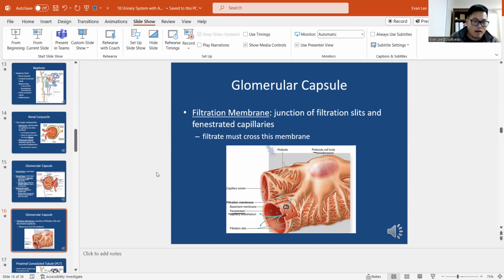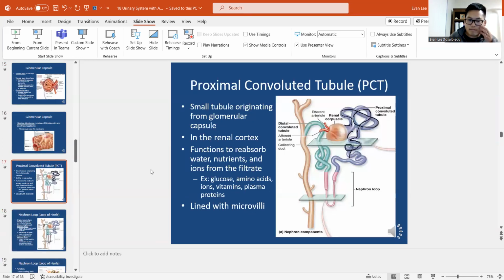So remember, 175 liters is filtered by your kidneys every day. And most of that you do not pee out. You keep most of that 175 liters. So the place where you actually recollect most of that is in the very next structure. This is called the proximal convoluted tubule.